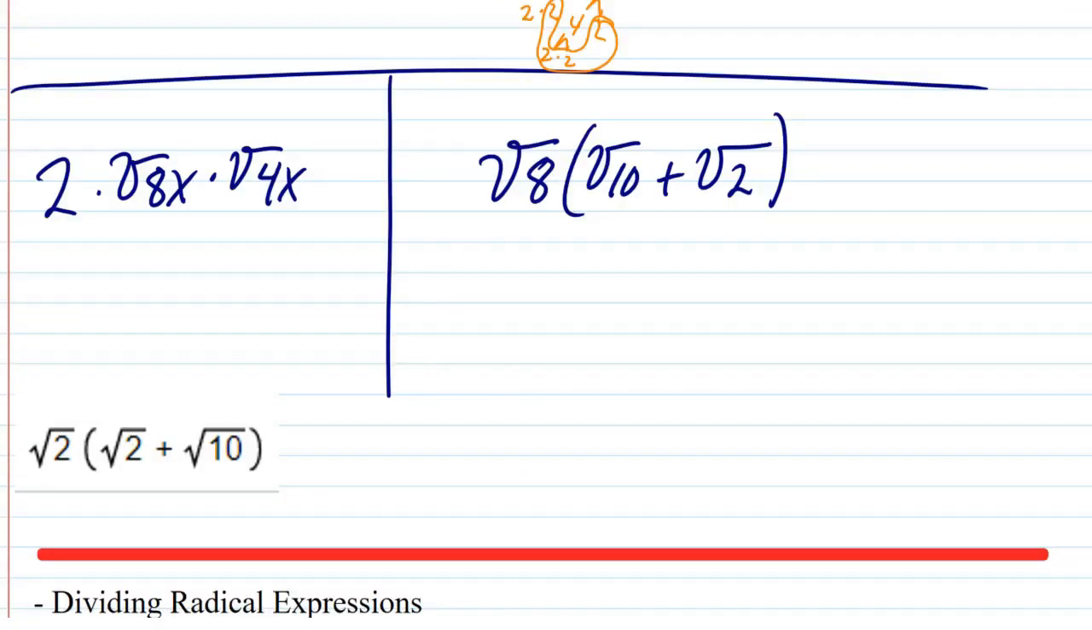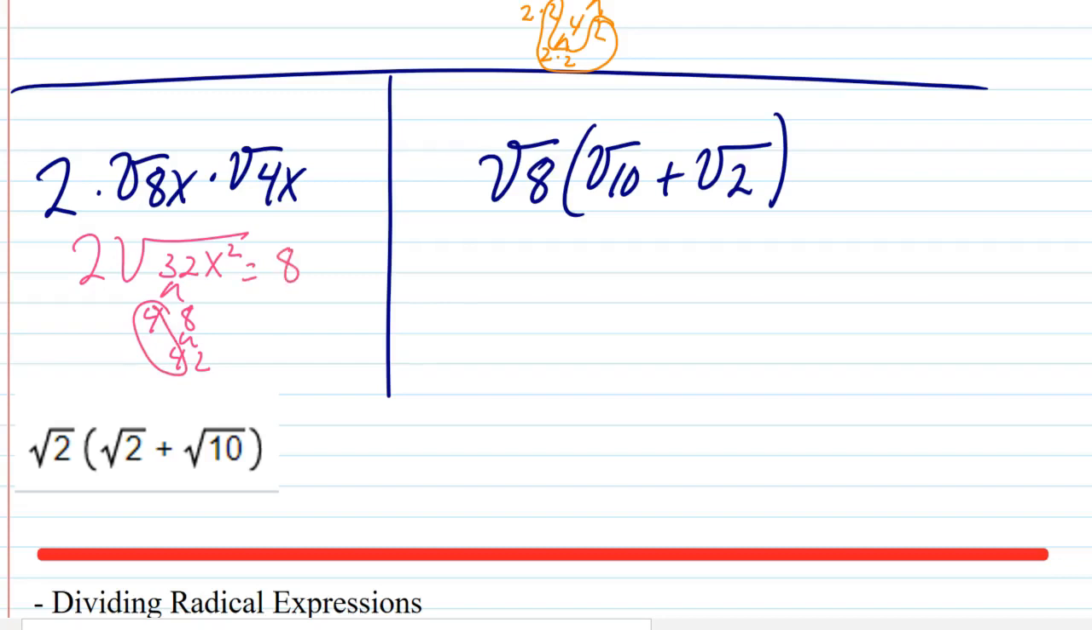A couple more multiplication problems. Remember, outside times outside, inside times inside. I have 2 times 1 gives me 2, square root. 8 times 4 is 32x squared. Well, the square root of x squared cancels out. 32 breaks into 4 times 8. 8 breaks up into 4 times 2. I have a set of 4's that can come out. That gives me 8x square root, and I have a 2 left over.